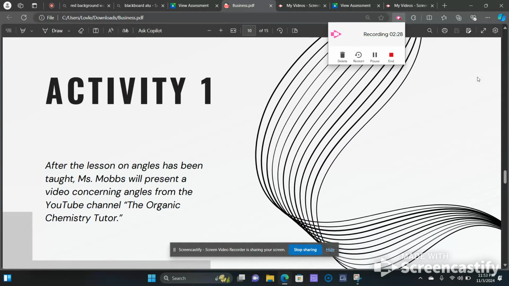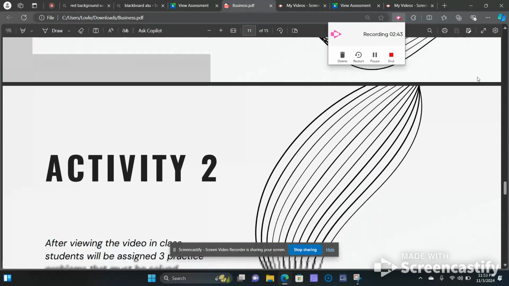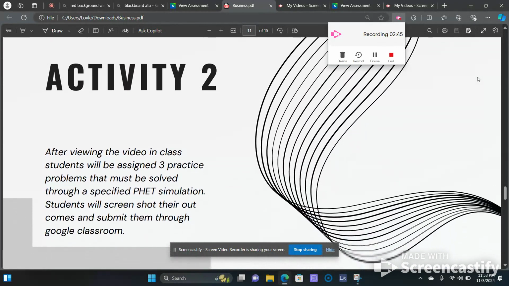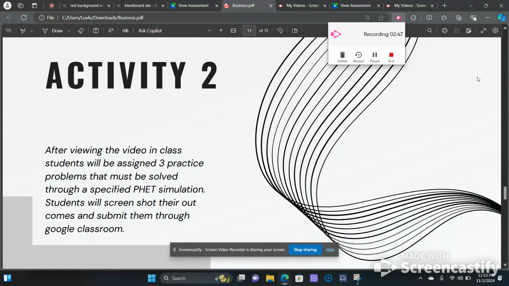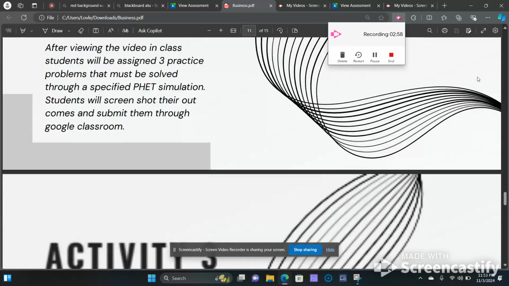Activity 1. After the lesson on angles has been taught by Miss Mobbs, she will present a video concerning angles from the YouTube channel The Organic Chemistry Tutor as a supplementary resource to her lesson that she has just taught. After the students view the video in class, students will be assigned 3 practice problems that must be solved through a specific PhET simulation. Students will screenshot their outcomes and submit them through Google Classroom.